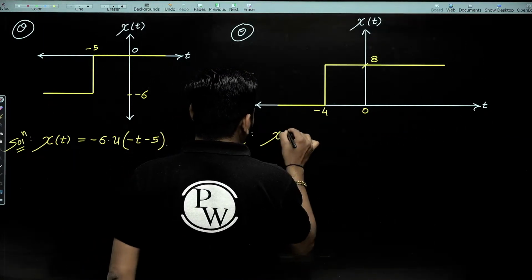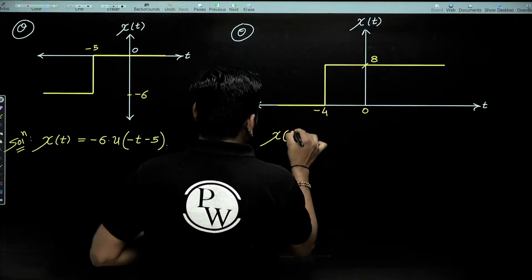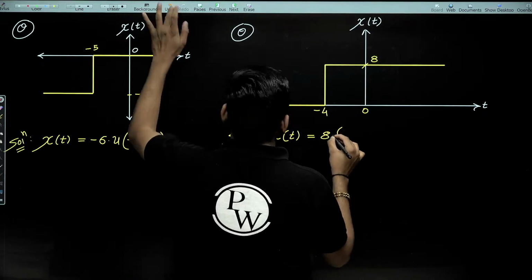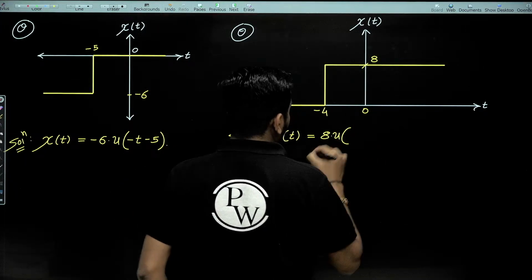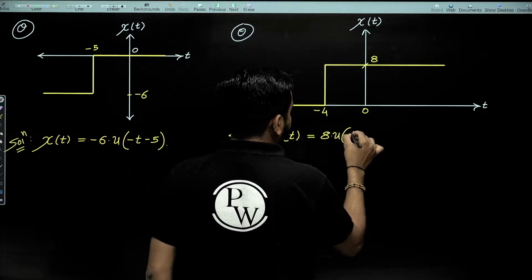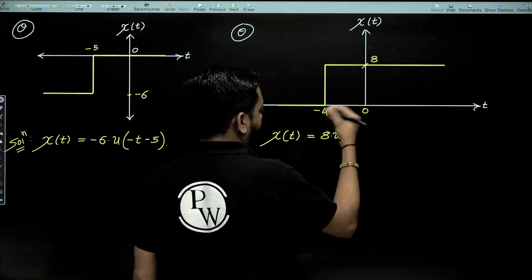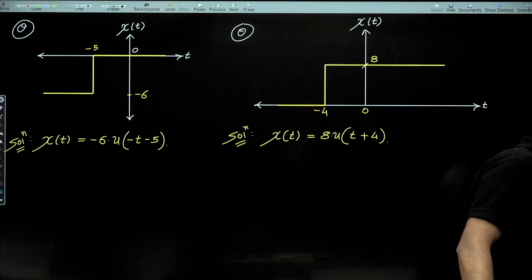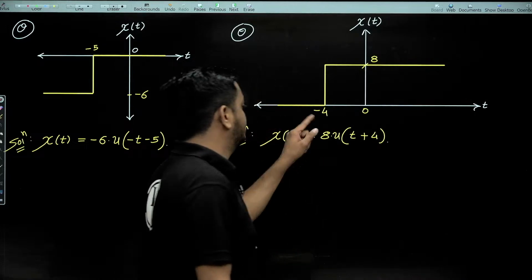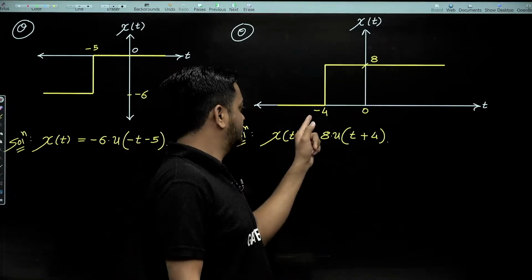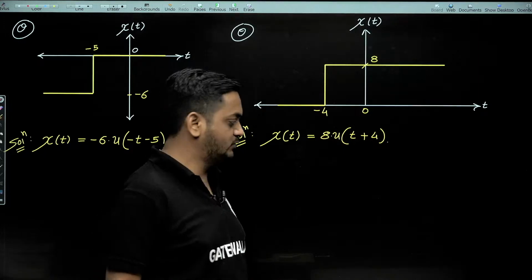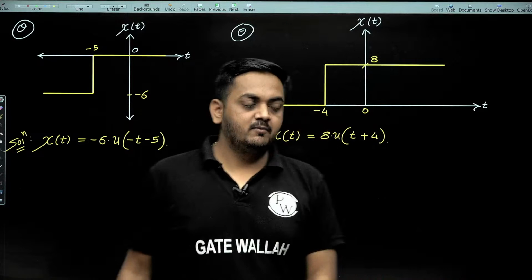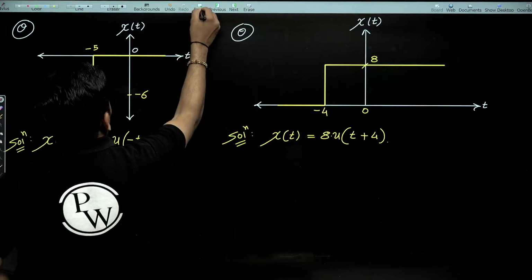So here x of t is equal to, amplitude is 8, step function, that's why u of, right side, that's why plus t, starting from -4, that's opposite sign, right side opposite sign. So 8 u of t plus 4, right sided, that's the opposite sign of -4, so that's why plus 4, correct? Opposite sign, guys. Got it?